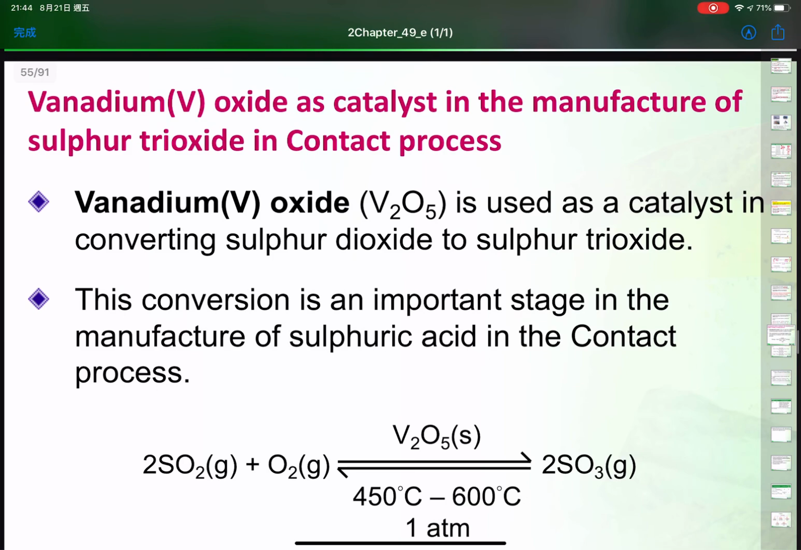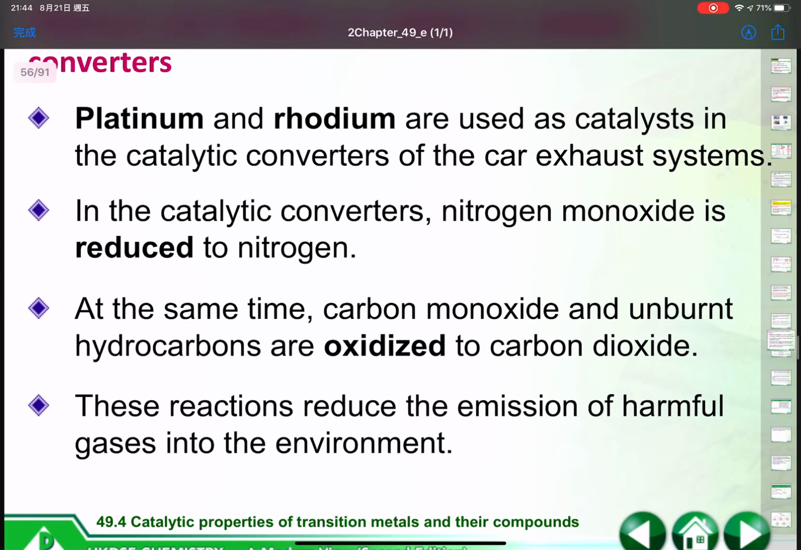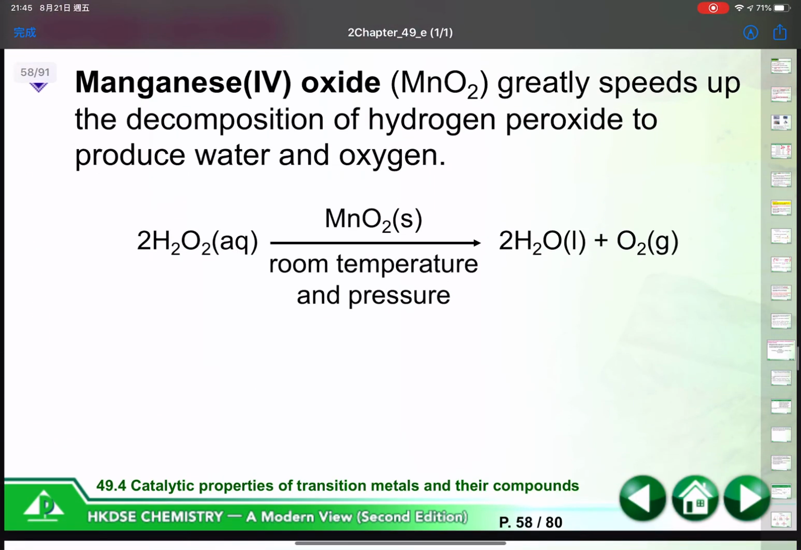And the vanadium oxide is used for making sulfuric acid. Highlight here, sulfuric acid uses this catalyst. You need to memorize the name of the catalyst. Platinum, I don't talk about this. Okay, catalytic converter, platinum, rhodium. I don't talk about this. You can go through in detail. You can read it at home by yourself.